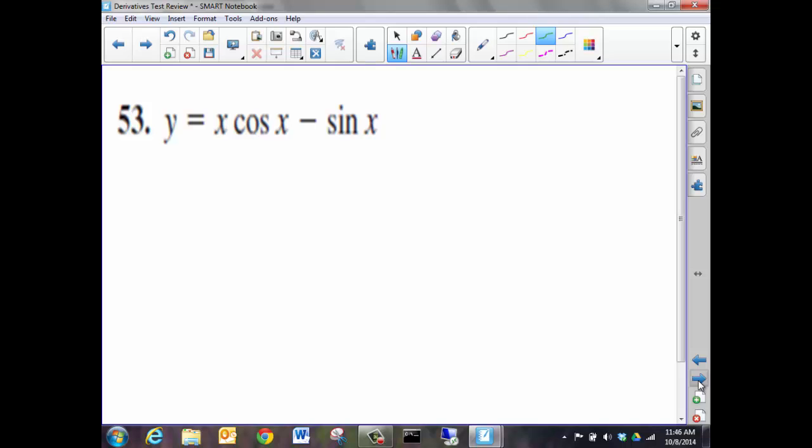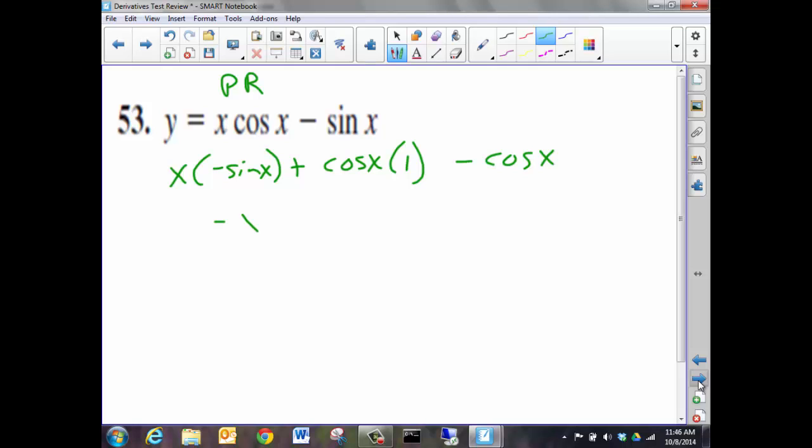Does this bother you? I've got to do the product rule here and just my normal sine rule here. So it's going to be first times the derivative of the second, plus second times the derivative of the first, minus the derivative of cosine x. Well, that cleans up to negative x sine x. Wow.